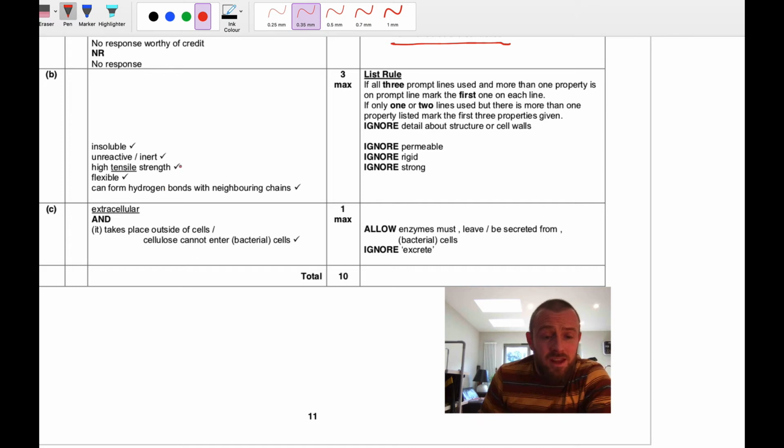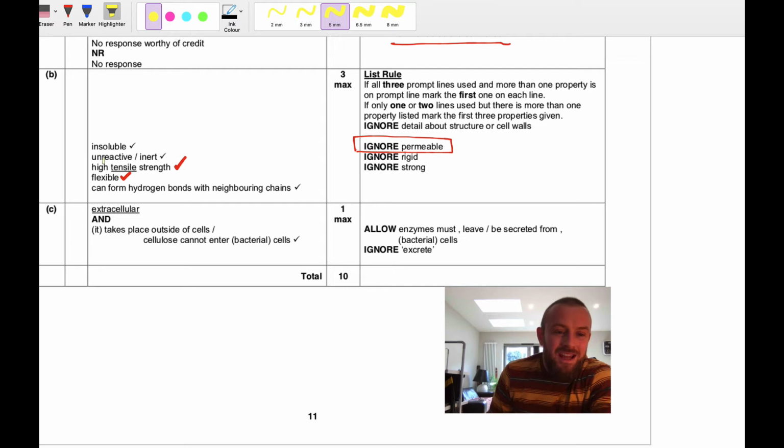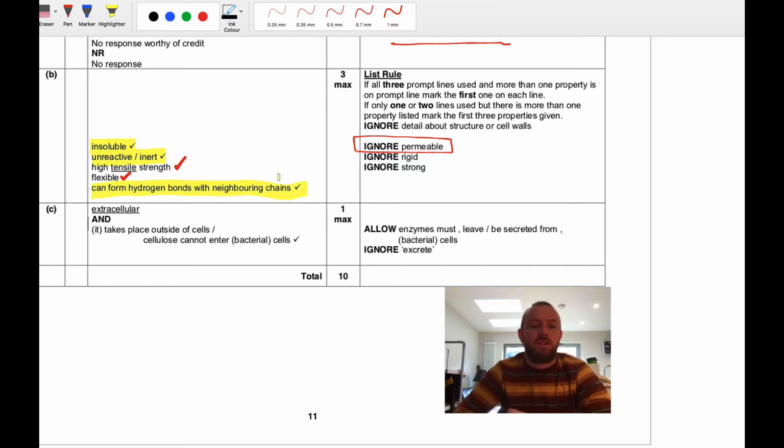High tensile strength, yes, I got that. Flexible, yes, got that. Ignore permeable, okay, so that's not what they were looking for. Only got 2 out of 3 for that one. Here are the things that I forgot: insoluble, unreactive, inert, and can form hydrogen bonds with neighboring chains.